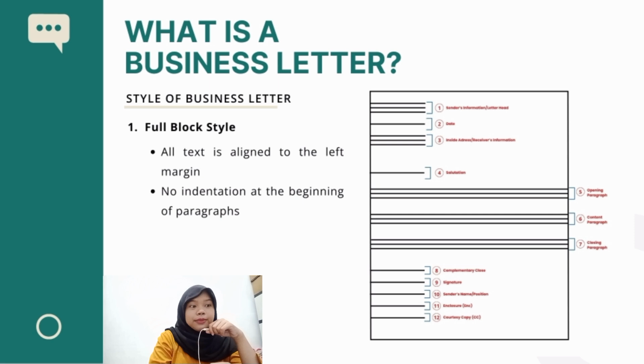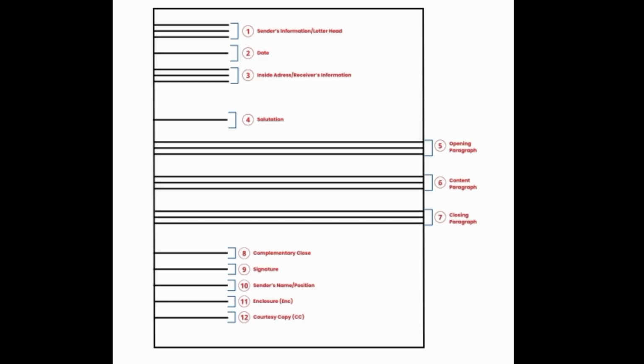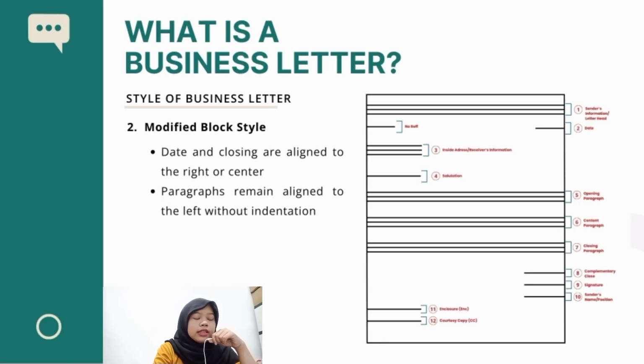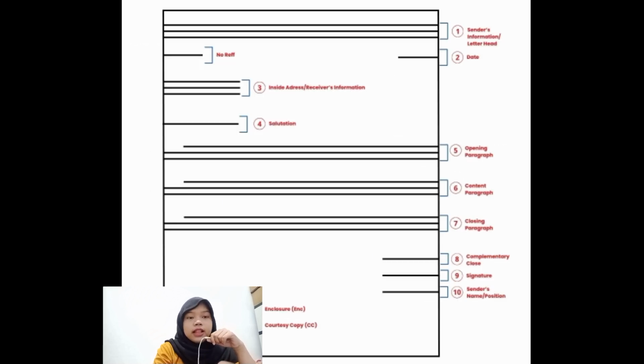Business letters can be written in 3 common styles. The first style is full block style. Everything is aligned to the left, no indentations. It looks pretty clean and formal. The second style is modified block style. The date and closing are aligned to the right, but the body paragraphs stay left aligned.